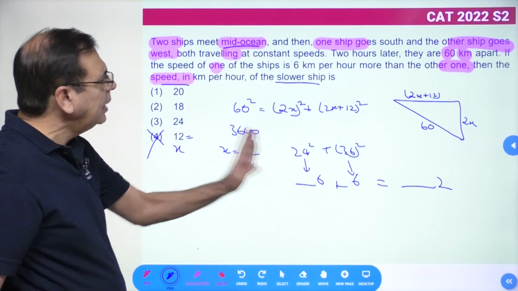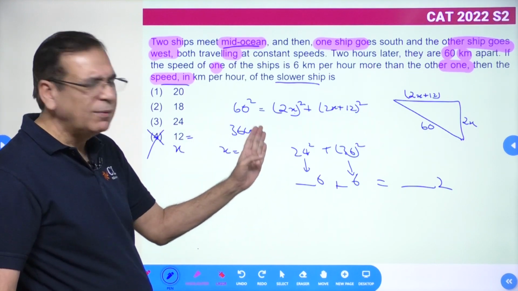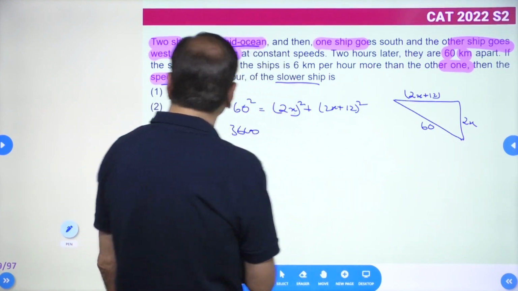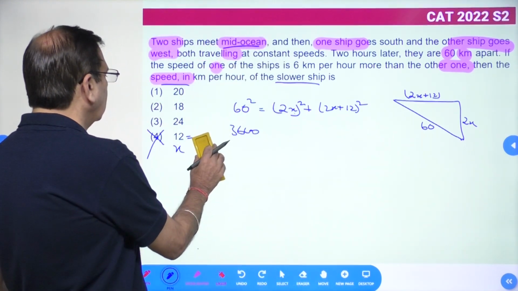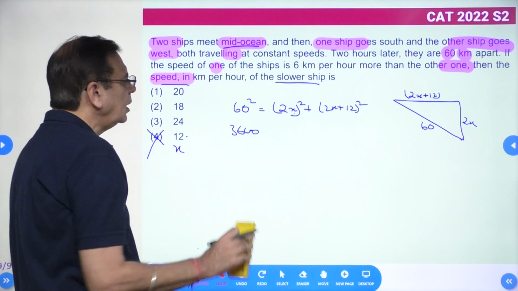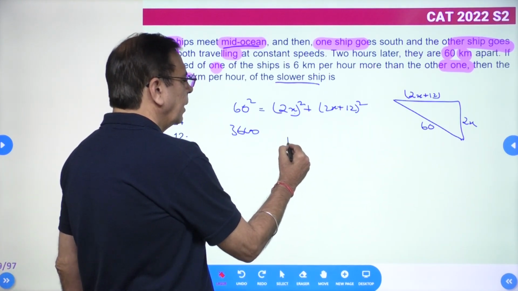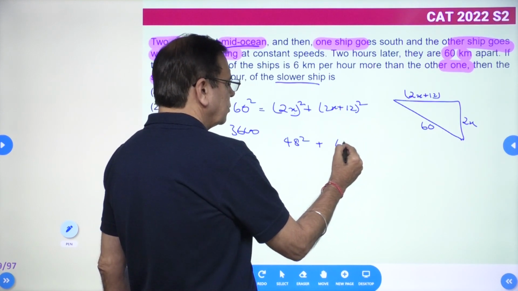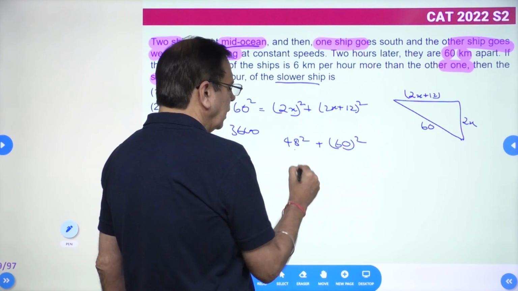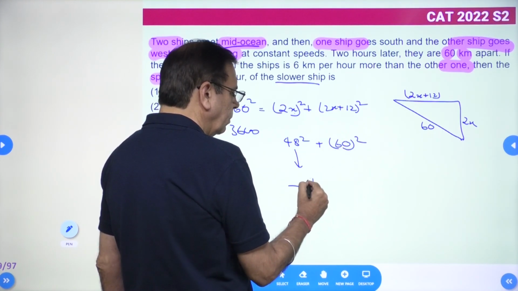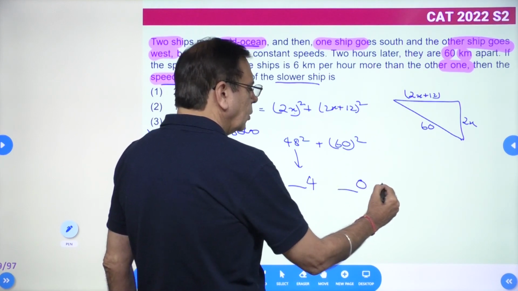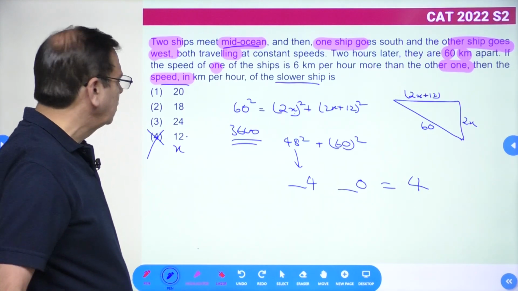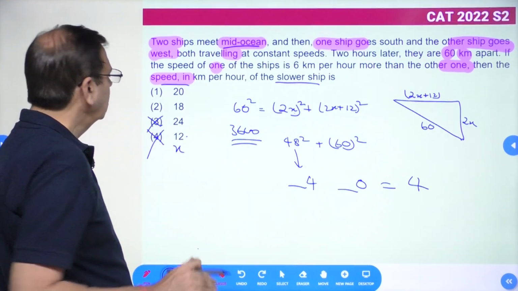So the first thing is that you don't have to solve the whole thing. We have to look at the unit digit. So x equal to 12 is wrong because the unit digit does not match. What about x equal to 4? If x is equal to 4, this becomes 48 square and this becomes 24 into 2, 48 plus 60 square. What will be its unit digit? 8 8 is 64. The unit digit of this is going to be 0. The unit digit of the answer is 4, but on the left hand side we know the unit digit has to be 0. That means 24 also is wrong.